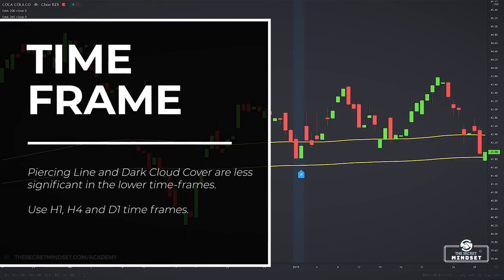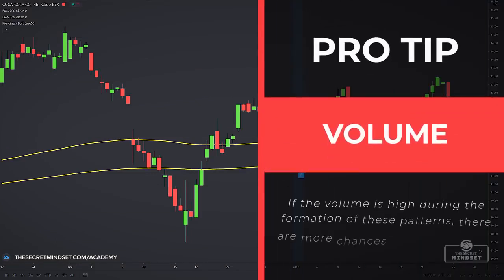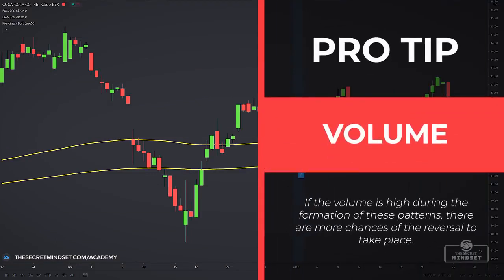Regarding timeframes, you should look for the hourly, the 4-hour or the daily charts for these patterns. From my backtesting, the piercing line and the dark cloud cover are less significant in the lower timeframes. Another tip is to pay attention to volume. If the volume is high during the formation of the candles, there are more chances of the reversal taking place. Also, it's okay to confirm the signals given by these patterns with other technical indicators for safer entries.